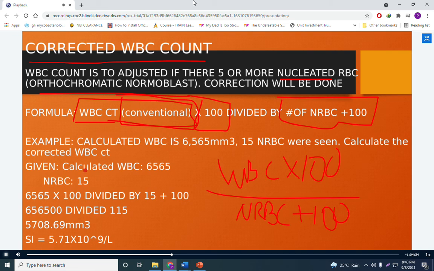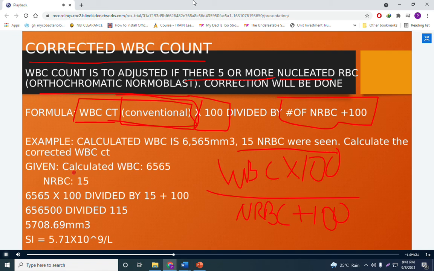Okay, let's see this example. Calculated WBC is 6,565 per cubic millimeter. So this is the conventional. Then 15 NRBC were seen. Now remember, class, you are only going to perform corrections if there are 5 or more nucleated RBC seen. So sa case na to, 15 NRBC were seen. Now, you're going to perform your corrected WBC count.